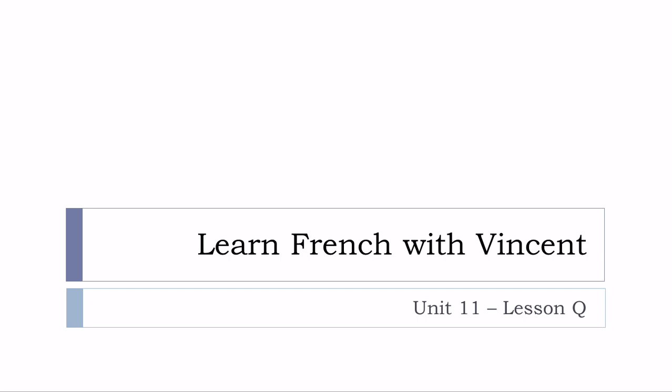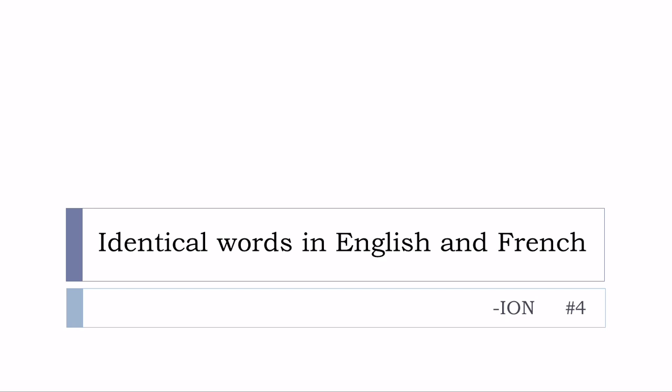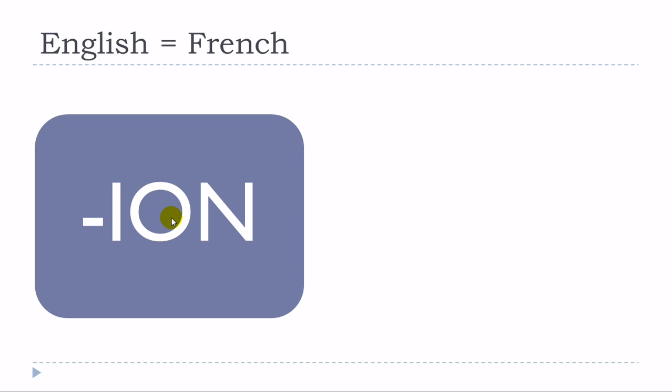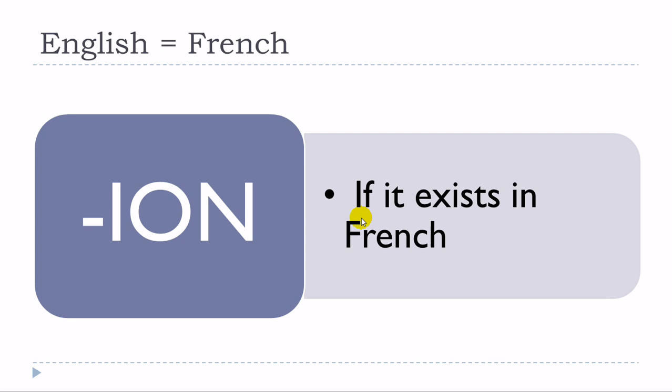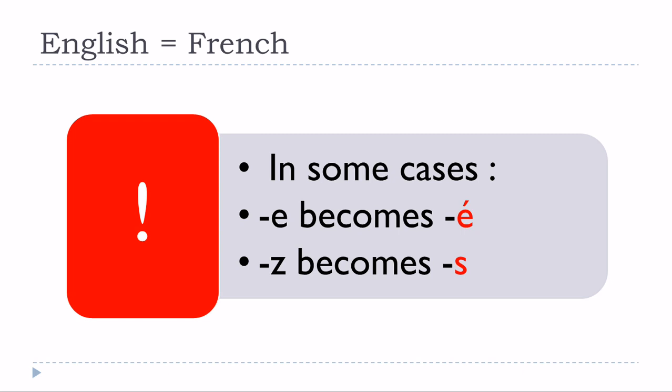Bonjour à tous and welcome to Learn French with Vincent. And this is Unité 11, Leçon Q. And in this lesson, we'll continue this long series of videos that will cover this theme, identical words in English and in French. And we'll especially focus on this video and the previous and the following videos on the words that will end with E-O-N, okay? And then keep in mind that the first rule, it must exist in French. Not all E-O-N words in English exist in French, okay? So, well, that's the first thing. And then remember that in some cases, we'll write them a little bit differently, okay? So that's the thing. And the list continues.